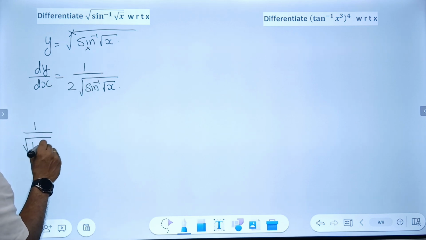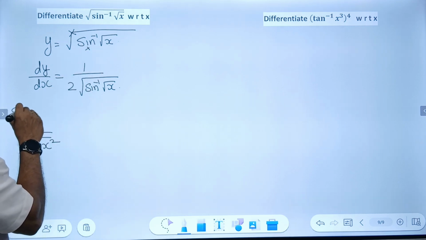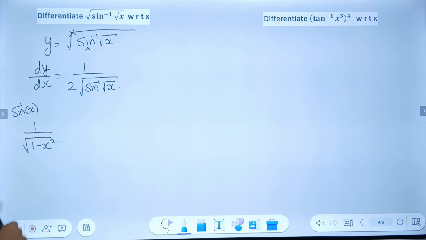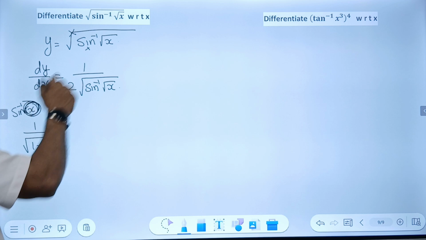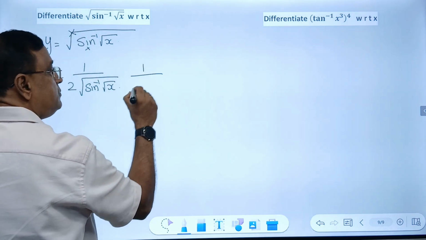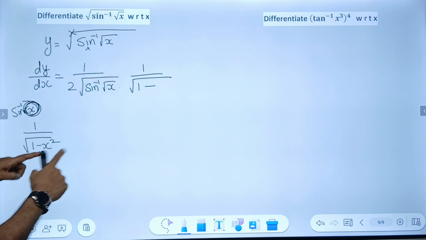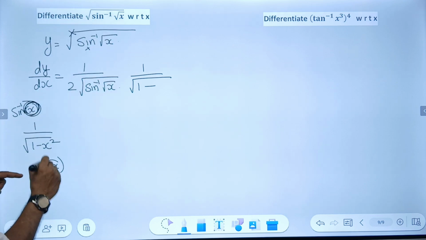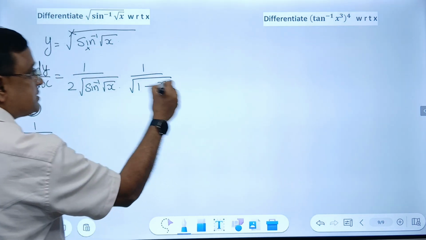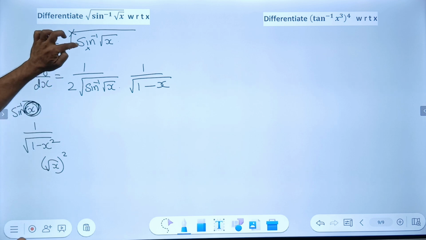Root of 1 minus x square. Sine inverse x differentiation is 1 by root of 1 minus x square. So in place of x, I have root x. What is that? Root of 1 minus root x the whole square. It's root x the whole square, which will be x. So I dealt with sine inverse.